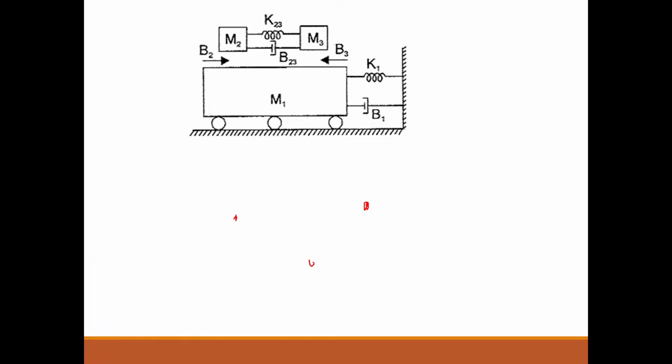So this is it. So this is node 1. I'm sorry, this is node 2, I am drawing according to this mechanical system. This is node 2. This is node 3. This is node 1. Sorry.